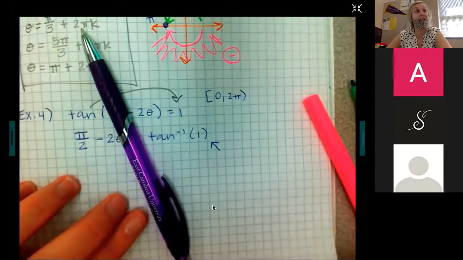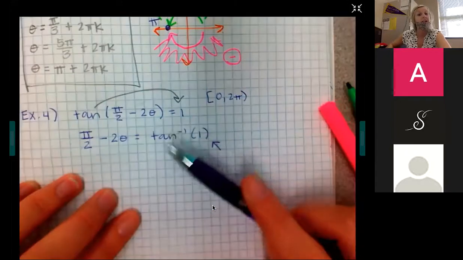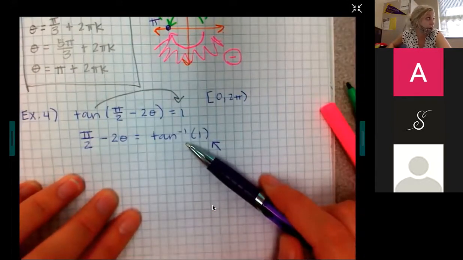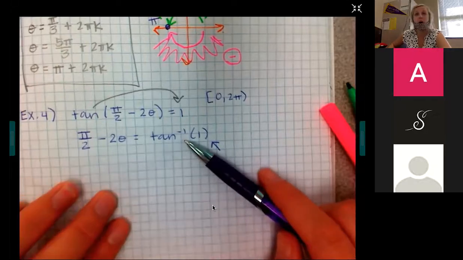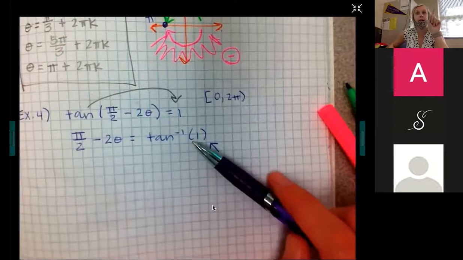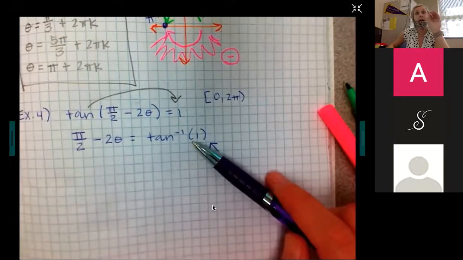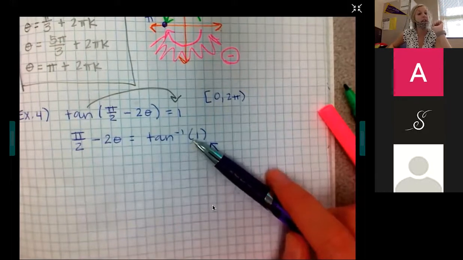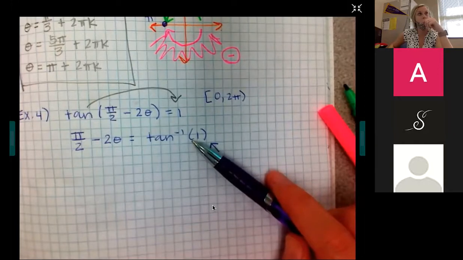When we take the tangent inverse at the beginning, your inverse function rules apply. These get tricky. So I just want the one angle where the tangent inverse is 1, between negative pi over 2 and pi over 2. Listen to me. Between negative pi over 2 and pi over 2, where is the tangent 1? In quadrant 4 or 1? Which one?